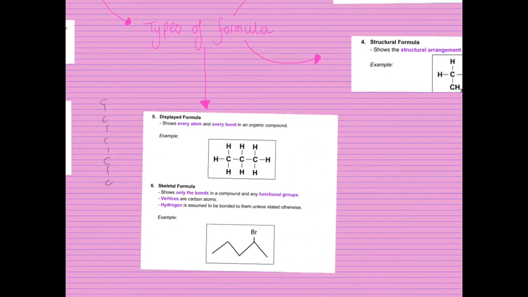And skeletal, okay, it shows only the bonds with the functional groups, okay. Hydrogen is assumed to be bonded unless otherwise stated. So it'd be like 1 carbon, 2 carbons, 3 carbons, 4 carbons, 5 carbons. So each has an end, okay.